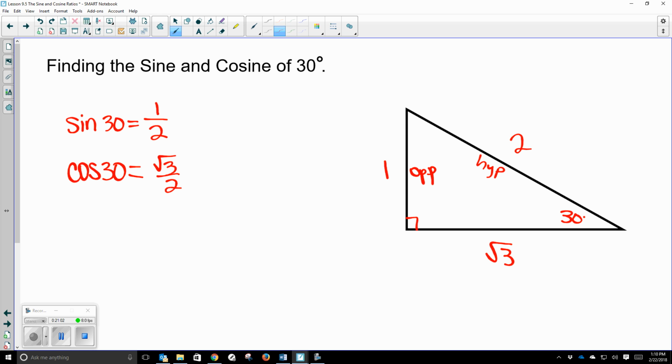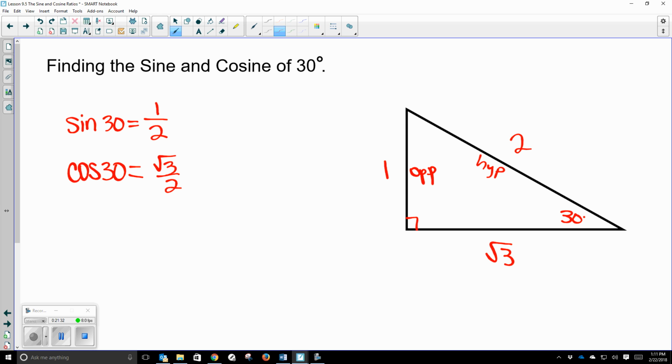Put the sine of 30 in your calculator. It was funny earlier today. I said, okay, put the sine of 30 in your calculator. What'd you get? 0.5. Like that's the wrong answer. What's 0.5? 1/2, right? So the calculator says 0.5. I say 1/2. It's the same thing. That's correct.